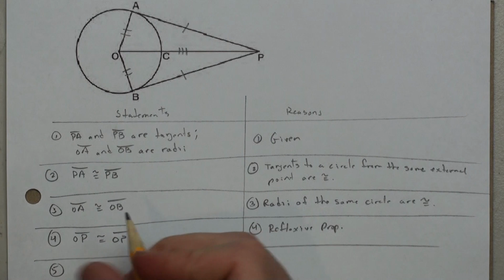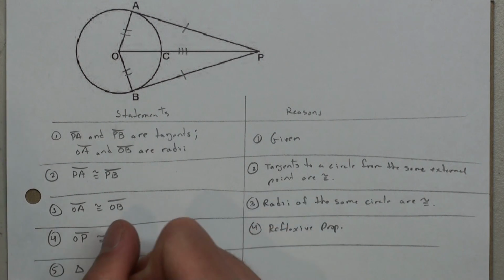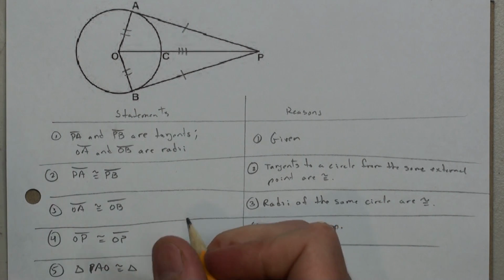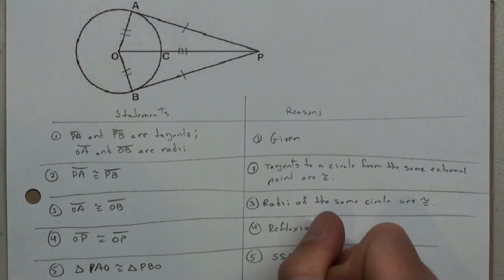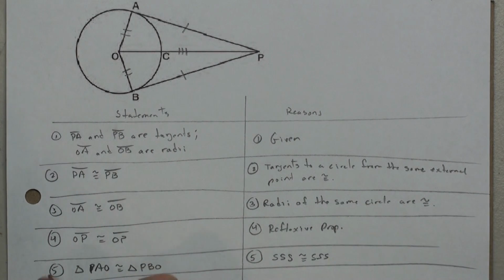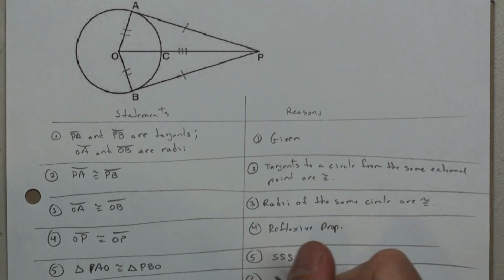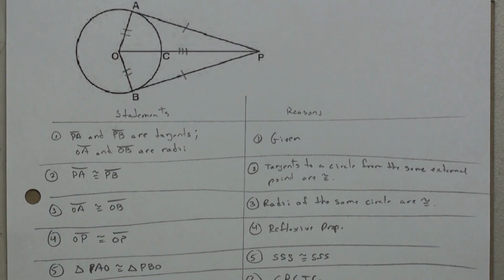Now we can say triangle PAO is congruent to triangle PBO because of side, side, side, congruent to side, side, side. And then we can say angle AOP is congruent to angle BOP because CPCTC. Alright?